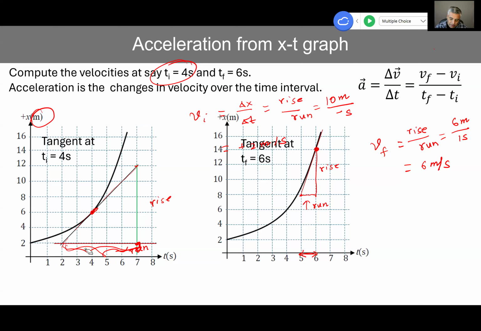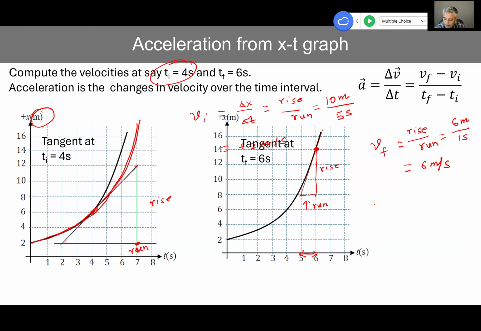So initial velocity was 2 meters per second, right? And it is now 6. So velocity increased from 2 meters per second to 6 meters per second. Velocity is increasing. So when the graph is sloping upward, something like this, that means velocity is increasing. Okay, it is accelerating and velocity is increasing.